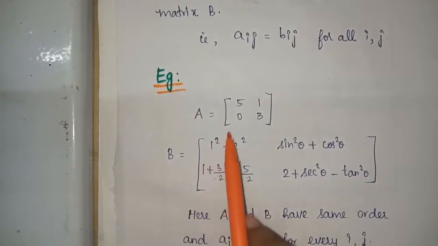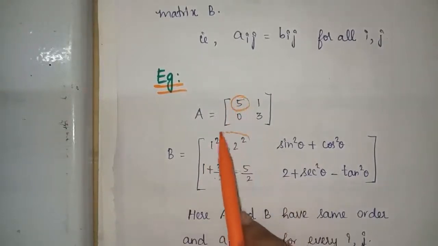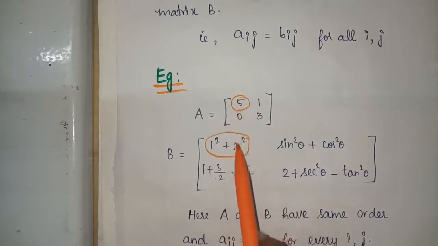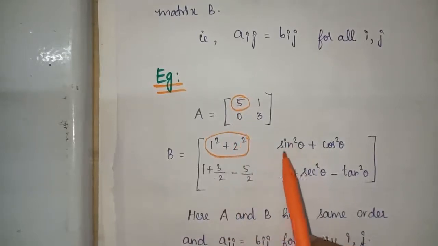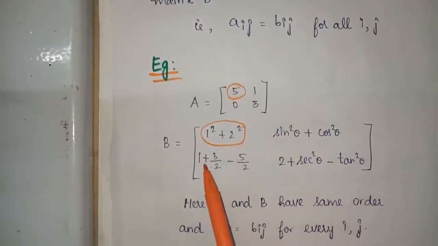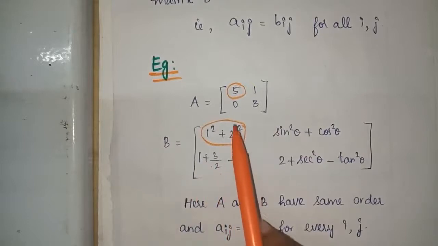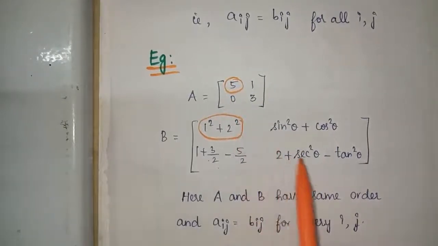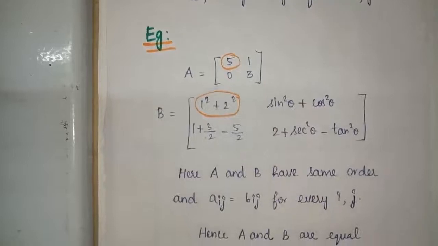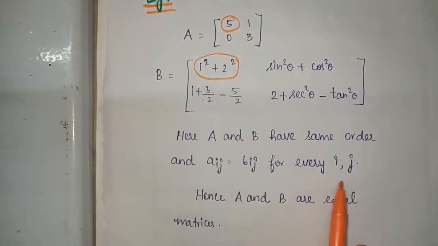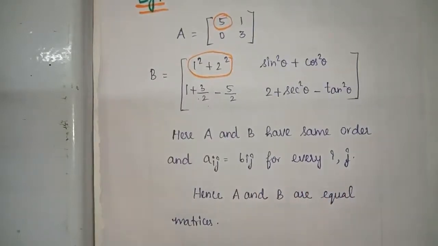So here the position of A11 in both the matrices: 1 square plus 2 square. If we expand this, 1 square is 1, 2 square is 4. So 1 plus 4 is 5. So the position of A11 is same. Likewise, the position of A12, sin square theta plus cos square theta, value is 1. Likewise, 1 plus 3 by 2 minus 5 by 2 is 0. 2 plus secant square theta minus tan square theta value is 3. So 2 plus 1 is 3. So here A and B have same order and Aij is equal to Bij for every i, j. Hence A and B are equal matrices.